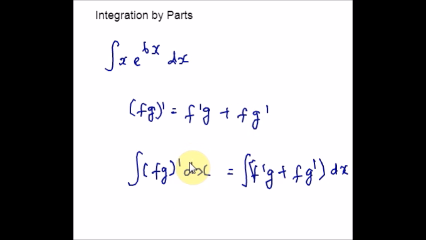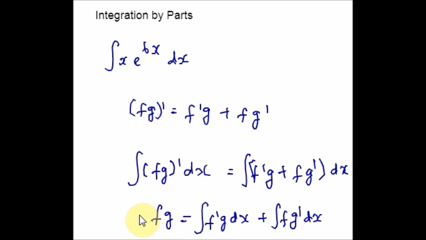Now let's see the left side. The left side is easy enough to integrate. We know that integrating a derivative just undoes the derivative. So we will split up the right side of the integral. By splitting up, you will get integration of f dash of g dx plus integration of f g dash dx. Hope you are clear with this step.